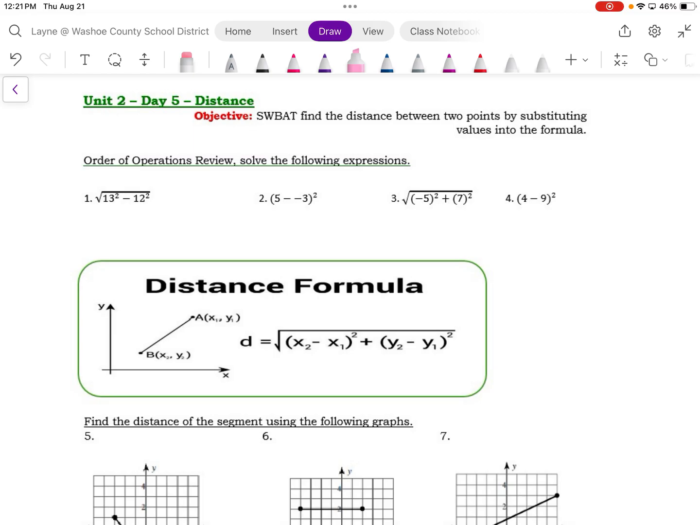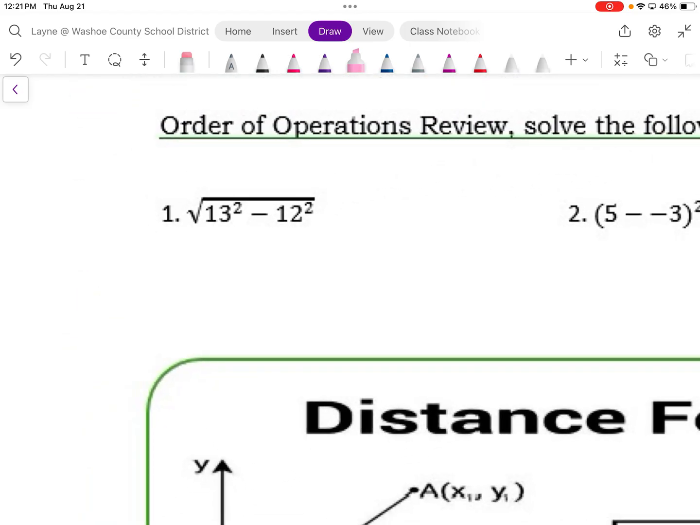And I'm doing Unit 2, Day 5, which is all about finding the distance between 2 points. So by the end of this lesson, you'll be able to find the distance between 2 points by substituting values into the formula. Today we're going to do a little review to kind of help prepare us. So we're going to start with number 1, reviewing how to simplify this.